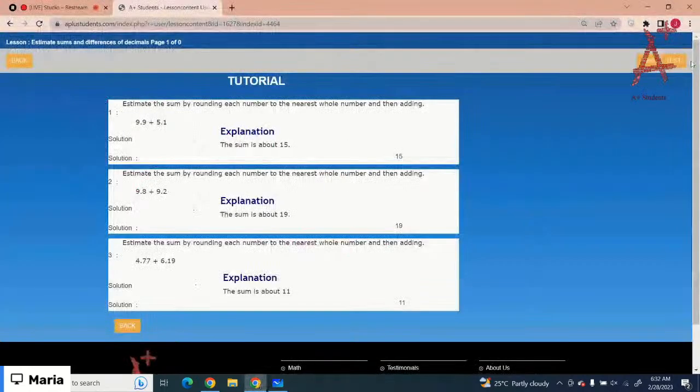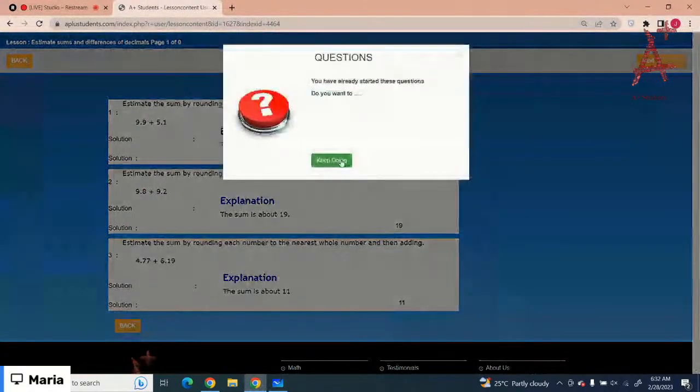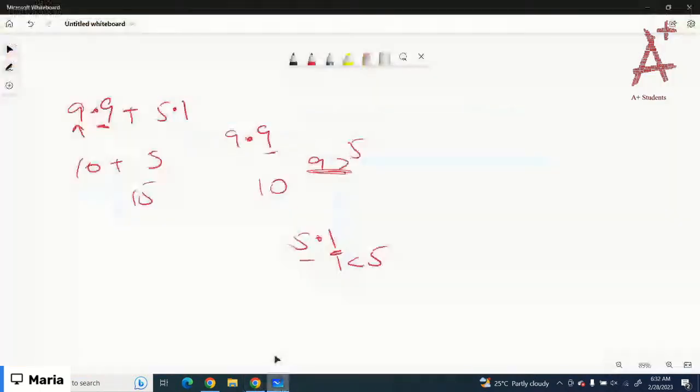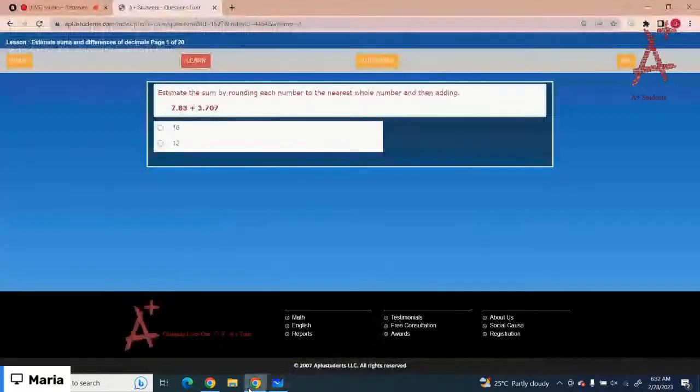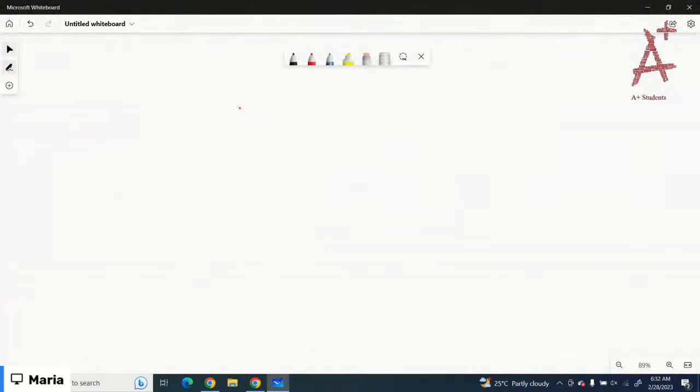Got it? Let's just start with the test questions. Okay. 7.83 plus 3.707. Okay, just look at the first number right after the decimal. Got it? It is 7.83. It is 8. 8 is greater than 5 or less than 5?